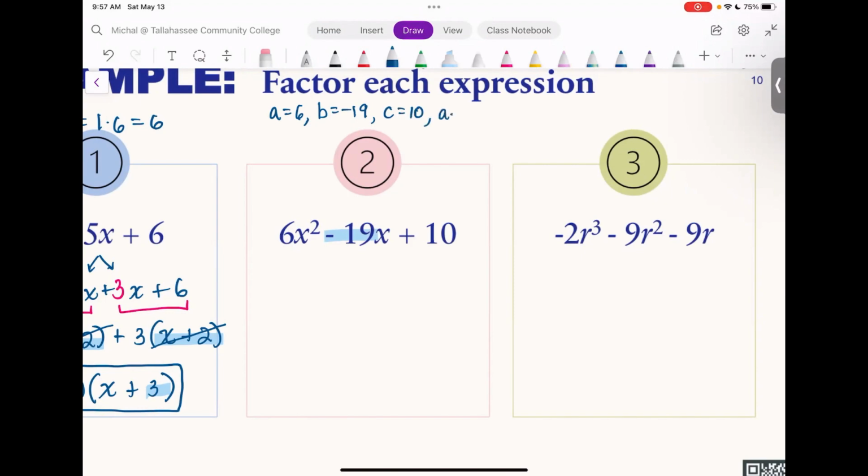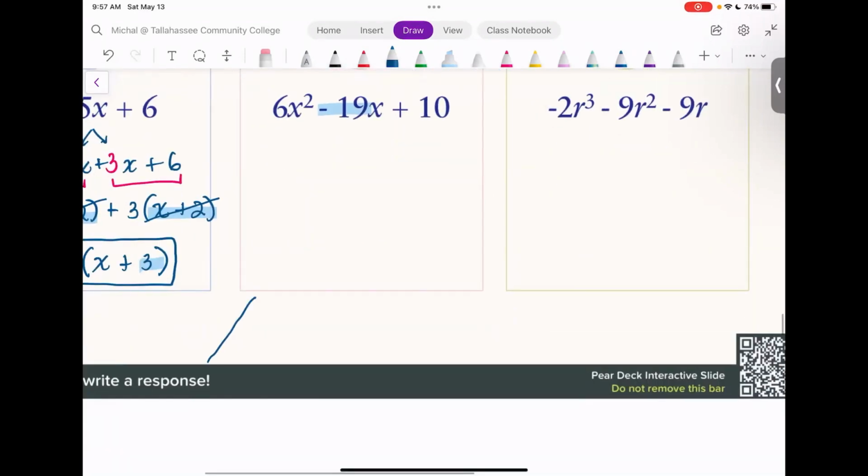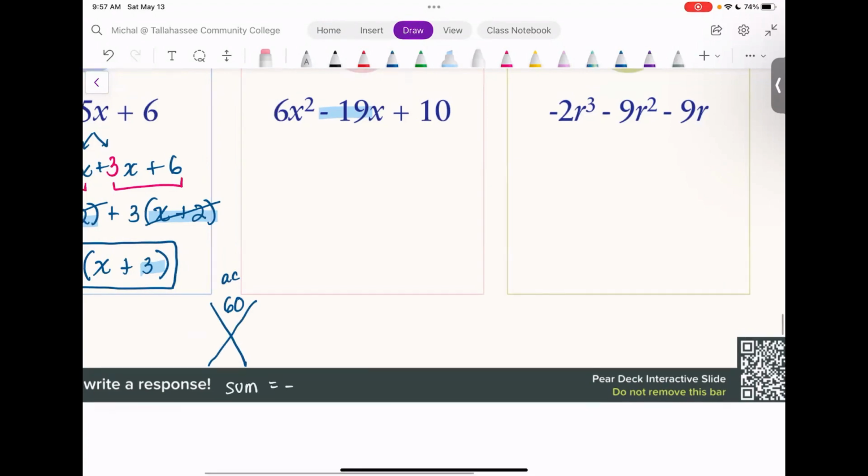That means A times C is equal to 6 times 10, which is 60. So when I write my diamond problem, my product AC is going to be 60, and my sum is equal to B, which is negative 19.